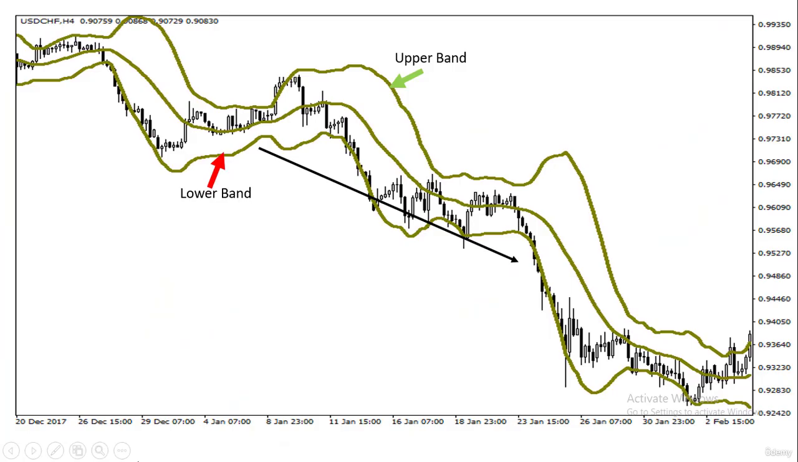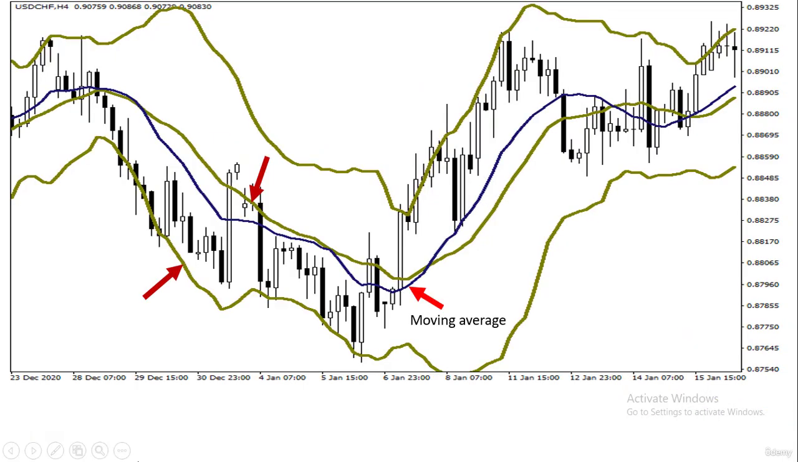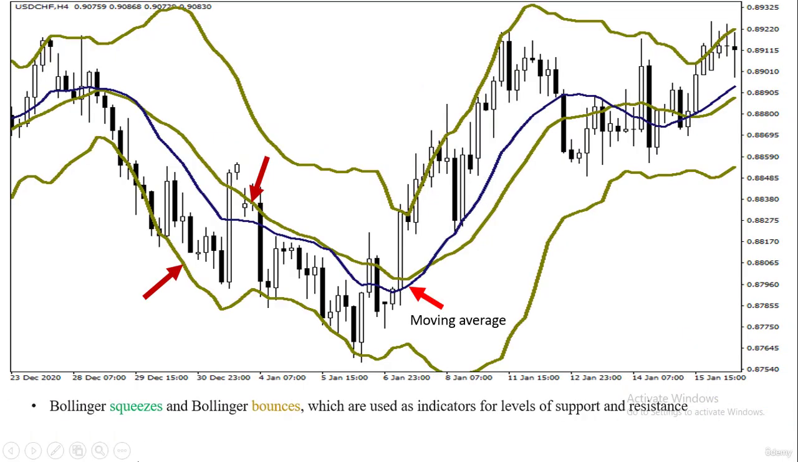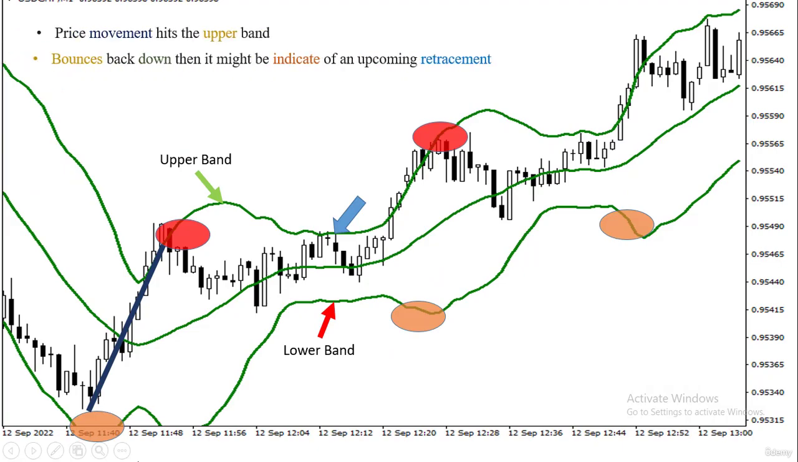On the other hand, when the price is falling, then it is potentially reversing to an upside trend. This is the strong downtrend. The price will run along the lower band, and then it shows the selling activity is strong. You also look for the Bollinger Squeeze and Bollinger Bounce, which are used as indicators for levels of support and resistance. A squeeze is when the upper and lower bands contract toward the moving average, and it also provides a breakout of an asset. On the other hand, a Bollinger Bounce is when the price movement hits the upper band and bounces back down, then it might be indicative of an upcoming retracement.